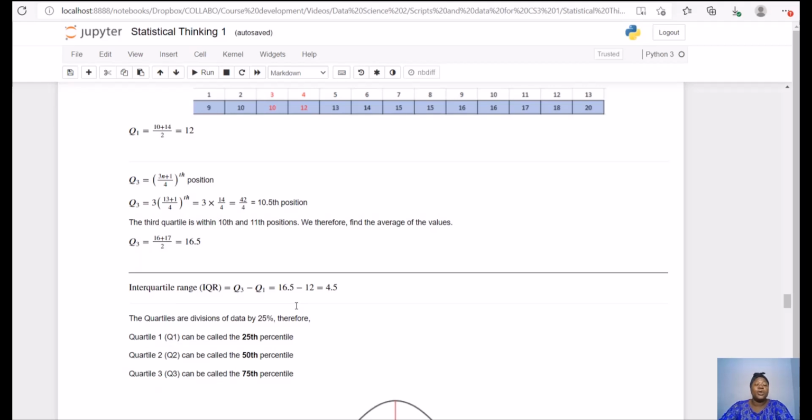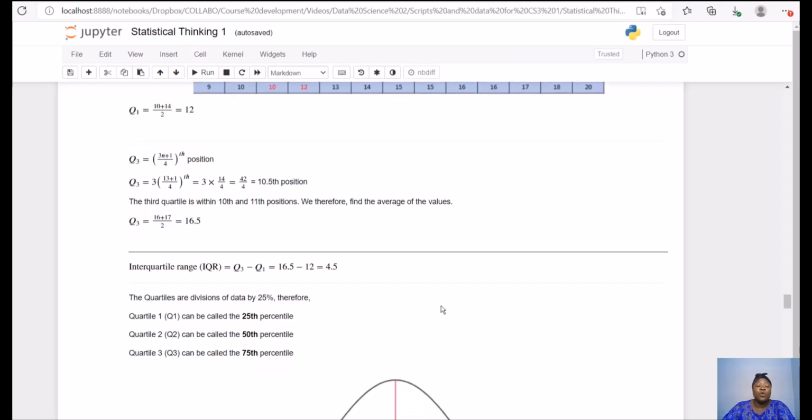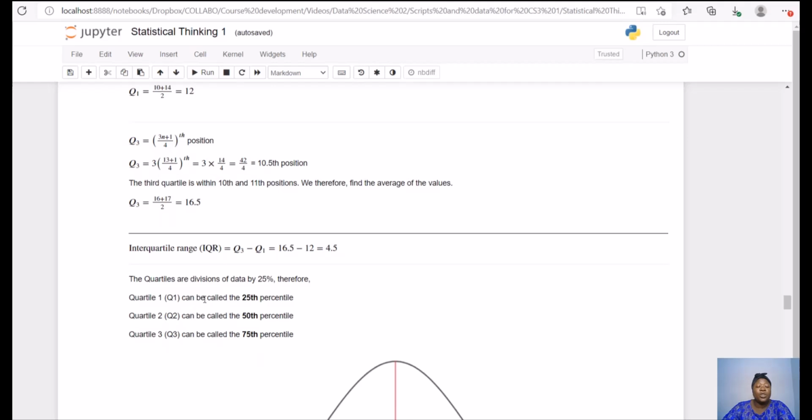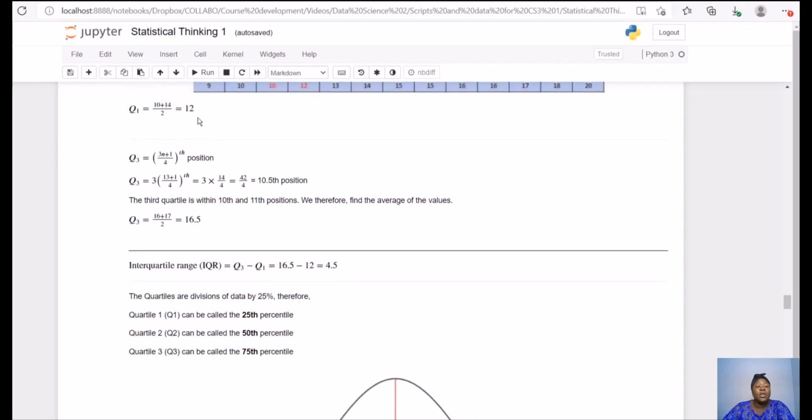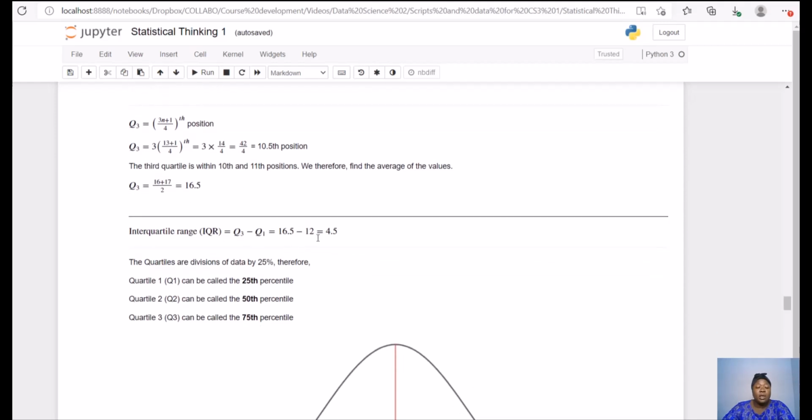For the third quartile, it will be between the 10th and the 11th position, so the value should be around 10.5, between this and this value. If you want to find the interquartile range, we said that the interquartile range is Q3 minus Q1, and our Q3 is 16.5 while Q1 is 12. So our interquartile range is 4.5.